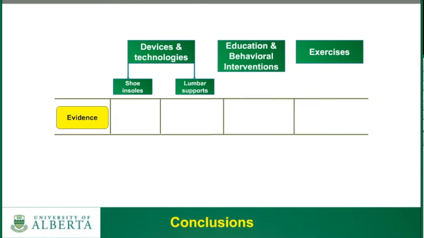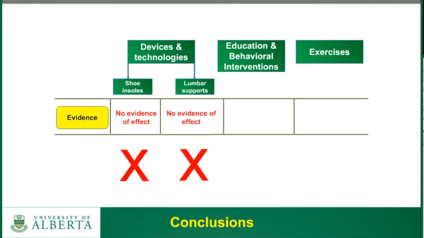Devices and technologies were mainly shoe insoles and lumbar supports. And our findings indicated that there was no evidence of effect of shoe insoles on any of the outcome measures reported for low back pain. For lumbar support, we also did not find any evidence of effect for the prevention of low back pain. Educational and behavioral interventions also did not demonstrate any evidence of effect on the prevention of low back pain.